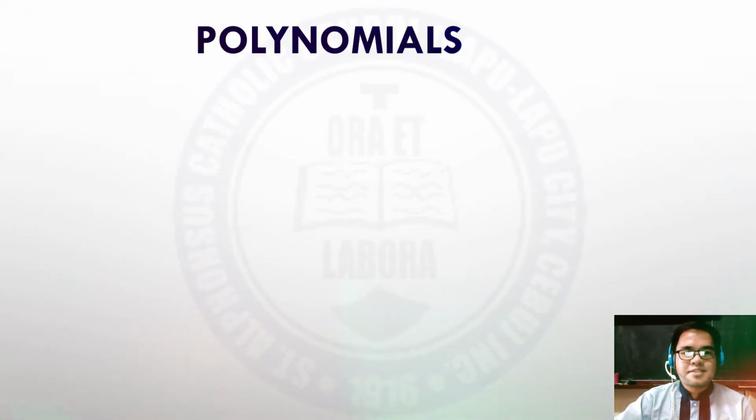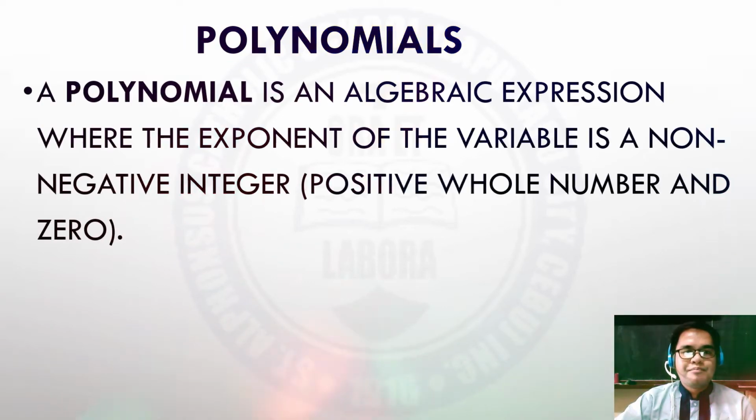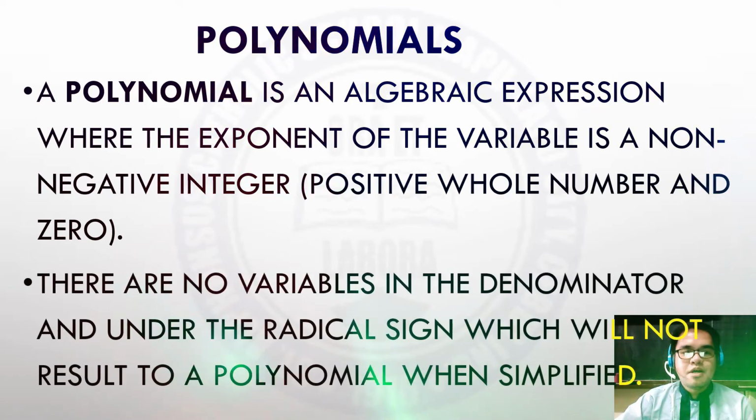So we will discuss first on polynomials. When we say polynomial, it is an algebraic expression where the exponent of the variable is a non-negative integer, or a positive whole number and zero. There are no variables in the denominator and under the radical sign, which will not result to a polynomial when simplified.